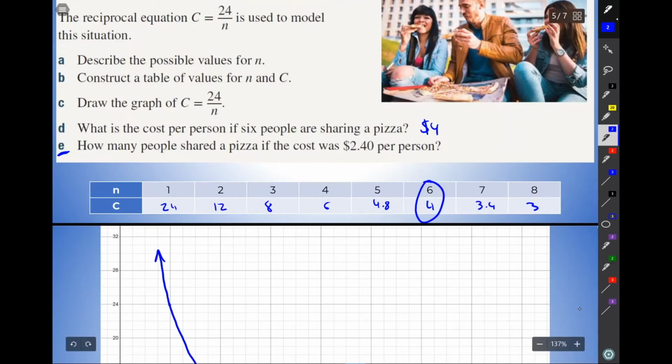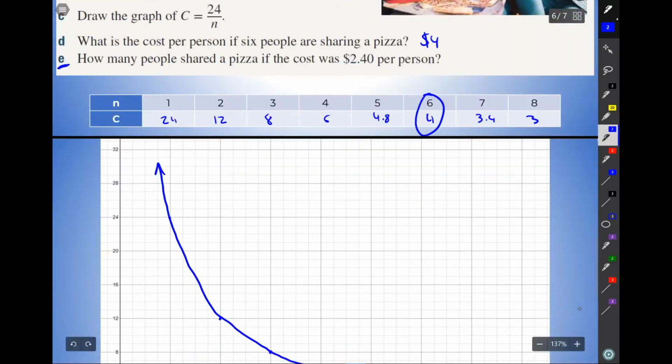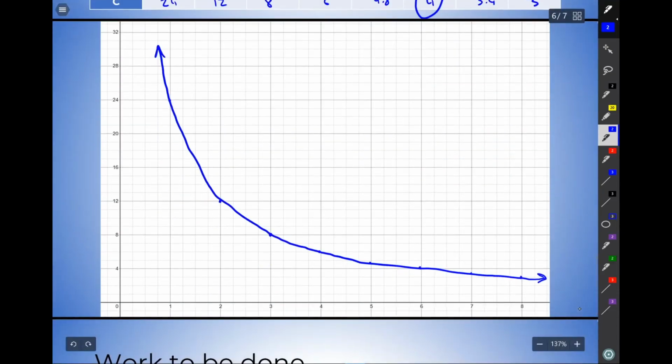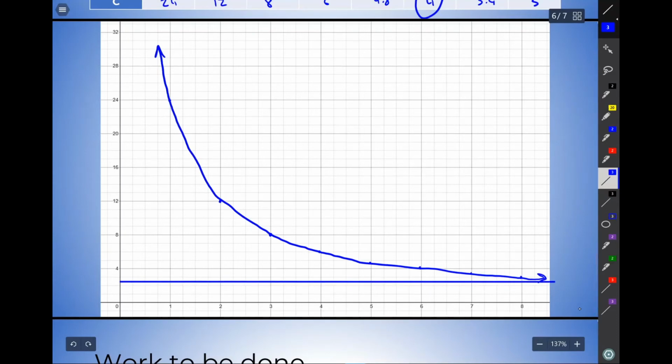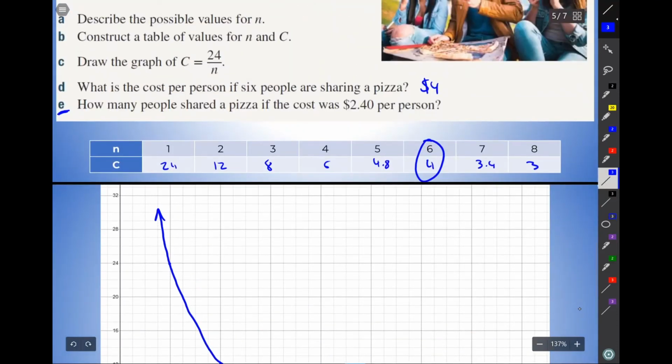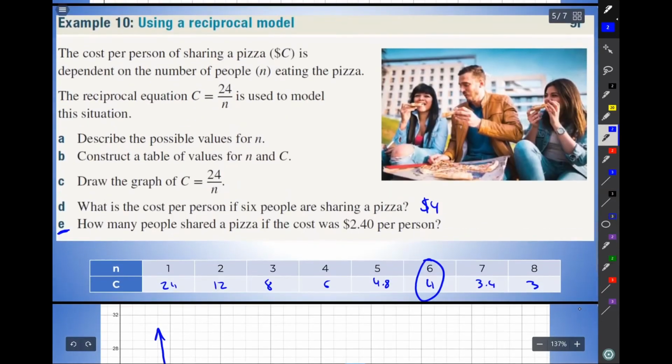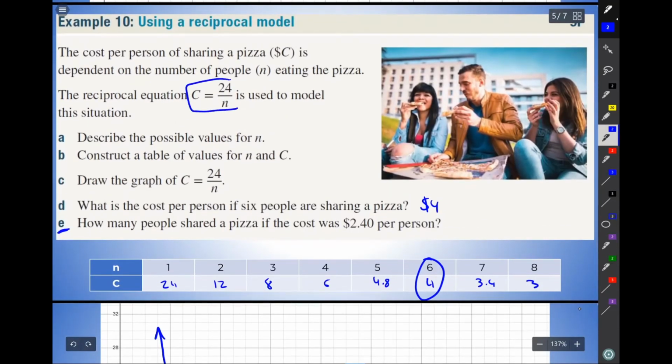Right, so for this one, we're going to need to look at our graph to see how many people we would have when the cost is $2.40. So $2.40, let's say, is about here. Now it looks like actually the graph that we've drawn is not going to go low enough for us to figure that out. So we're actually going to have to just resort to using our formula.